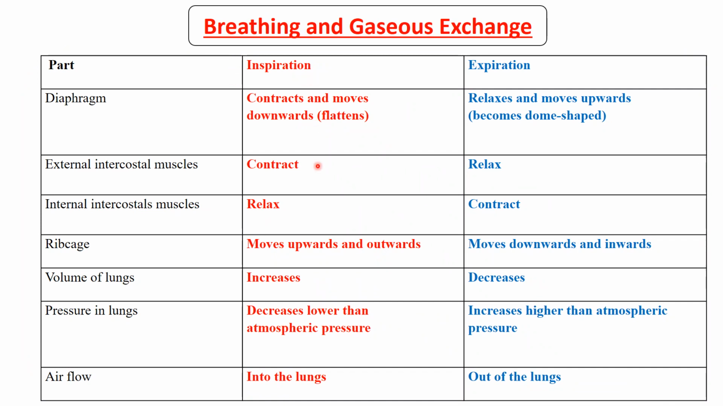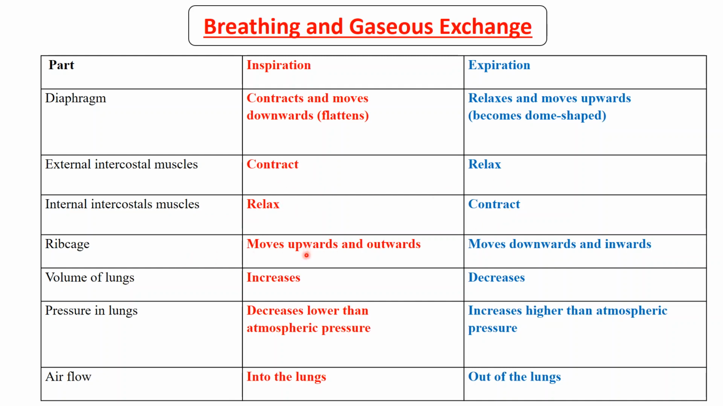So inspiration, this happens. Expiration, this happens. So I'll do a quick recap. The diaphragm during inspiration contracts and moves downwards, while during expiration it relaxes and moves upwards. The external intercostal muscles contract, while they relax during expiration when you are breathing out. Internal intercostal muscles do the opposite. They relax, then here they contract.